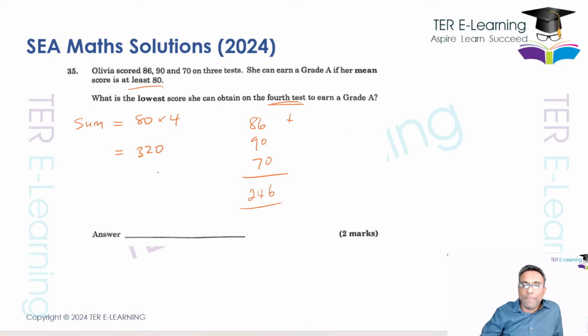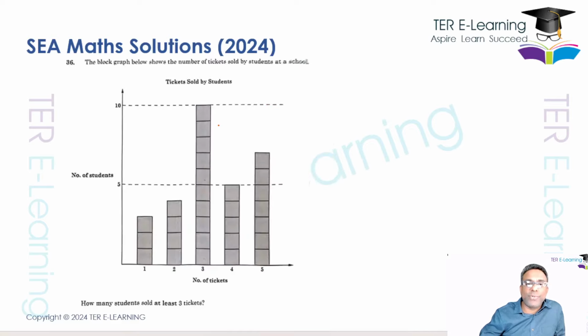So this is going to be 246, right? Now the thing is, to get the grade A, she should have a sum of 320. So we're going to take 320 and minus 246. So we're going to take our borrows. So this here is going to be 31. This is 10 here. So 10 take away 6 is 4, and 31 minus 24 is going to be 7. So therefore, she needs to make a score of 74 minimum in that 4th test. Right, so that's 35. One more question in section 2 here.